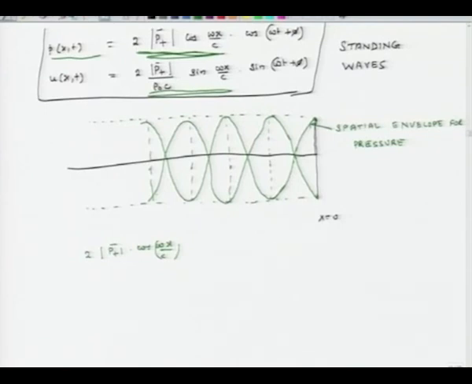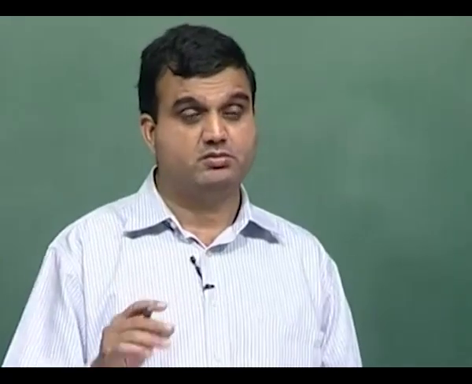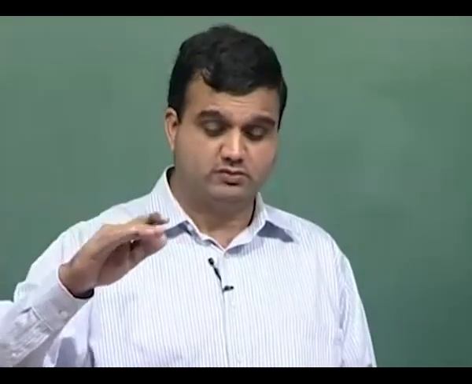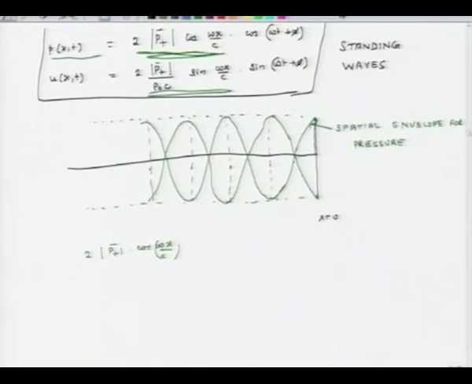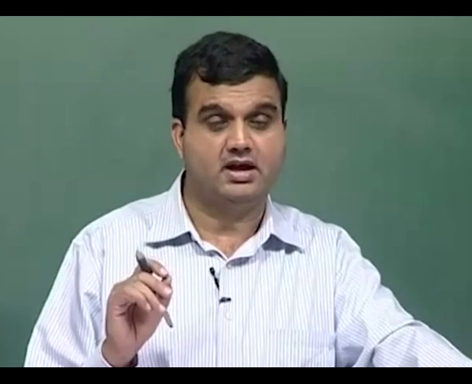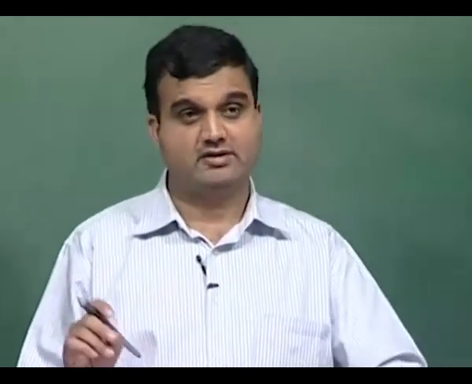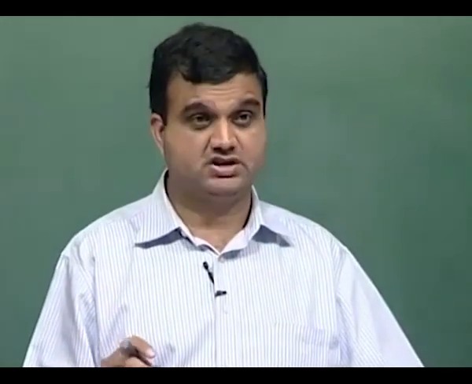For velocity at x equals 0, the velocity is 0 at this point. Wherever velocity is minimum, pressure is maximum, and wherever pressure is minimum, velocity is maximum. So, the spatial envelope for velocity could be depicted by the relation 2 p plus bar over z naught sine omega x over c. Wherever I have a minima of pressure, I will have a maxima for velocity, and so on and so forth.